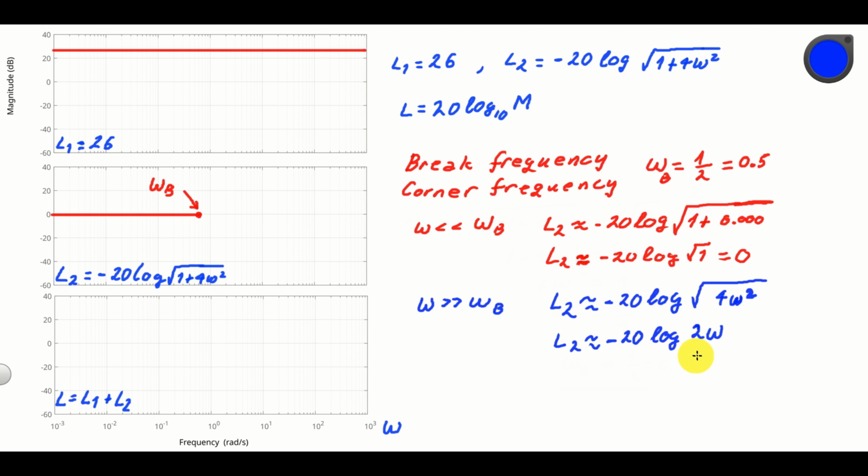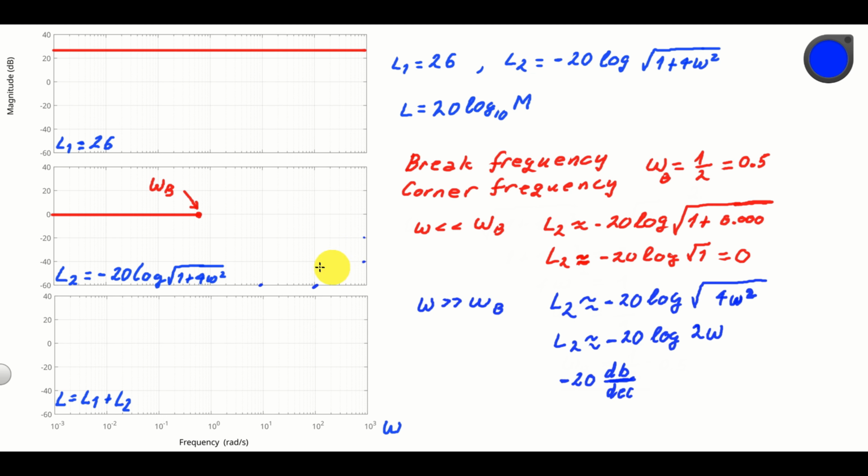Now, it can be shown that this function over here has a constant slope, and this slope is minus 20 dB per decade. We write it like this. So what does this thing mean? It means that if we increase our frequency 10 times, the function will decrease by 20 dB. That is, it will decrease for this step over here, from here to here. And this is very important.